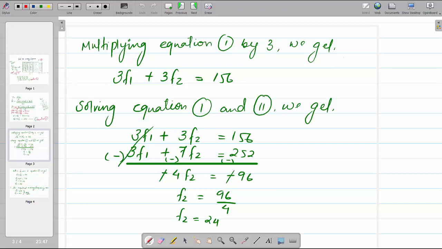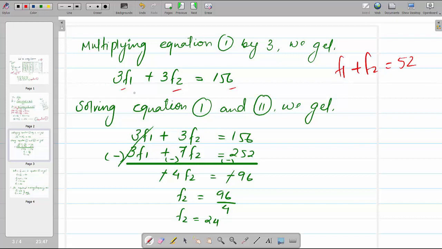In equation 1 we had f1 plus f2 is equal to 52. This was equation 1. So if you multiply this by 3, we get 3 into f1 is 3f1, 3 into f2 is 3f2. Now 3 into 52 will be 156. This is how we get 3f1 plus 3f2 is equal to 156. Now we will be solving both equation 1 and equation 2.